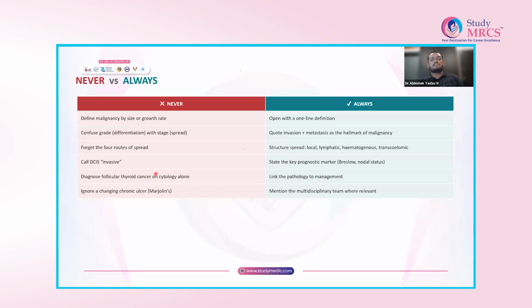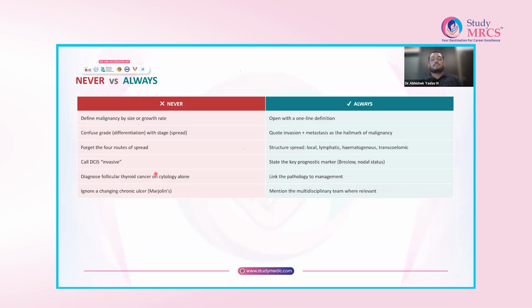Never forget the route of spread of the tumors. Calling ductal carcinoma in situ an invasive one is a major blunder. In follicular thyroid cancers, we can't do an FNAC, because follicular thyroid carcinomas are determined only if they breach the capsule of the thyroid. Capsular breaching cannot be identified by FNAC, so we have to do a biopsy.